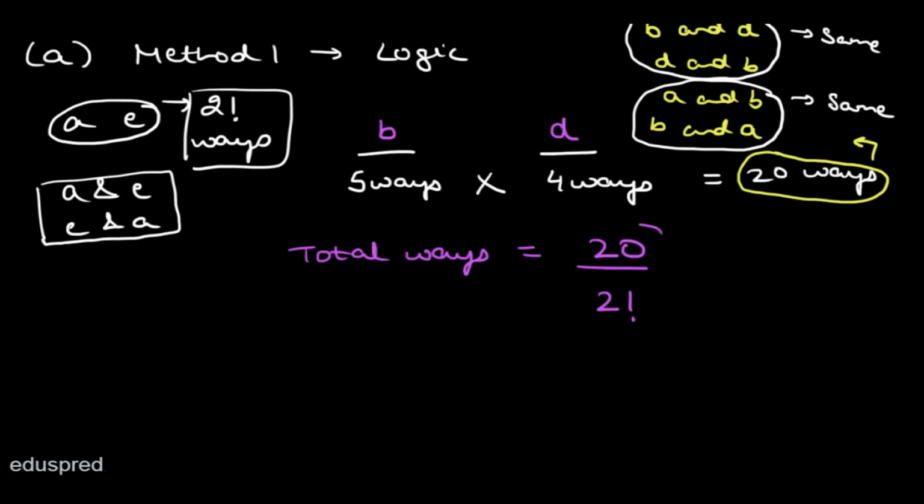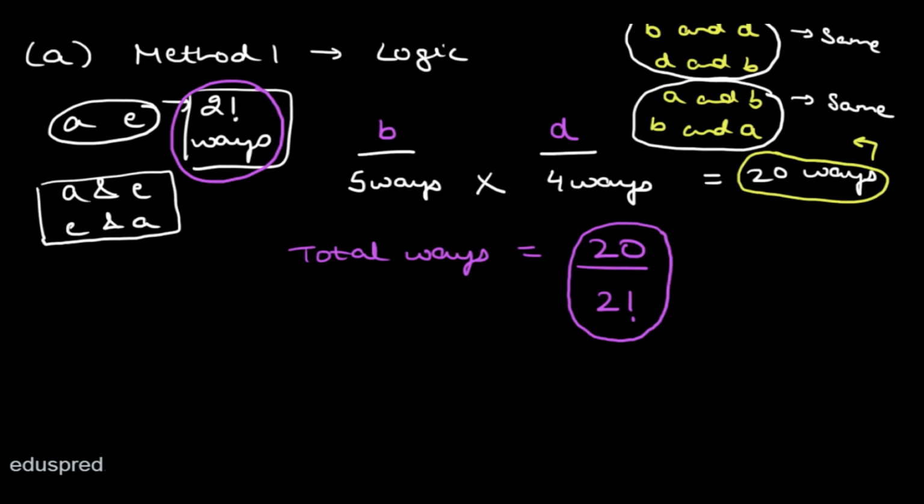Make sure you understand this concept really well. So what we saw in the beginning of the question is that the ordering of the outcome does not matter here. So if we write the answer as 20 ways, we will be counting each outcome 2 factorial times, because there are 2 factorial ways to arrange A and E. Now to correct for that, we divide 20 by 2 factorial.